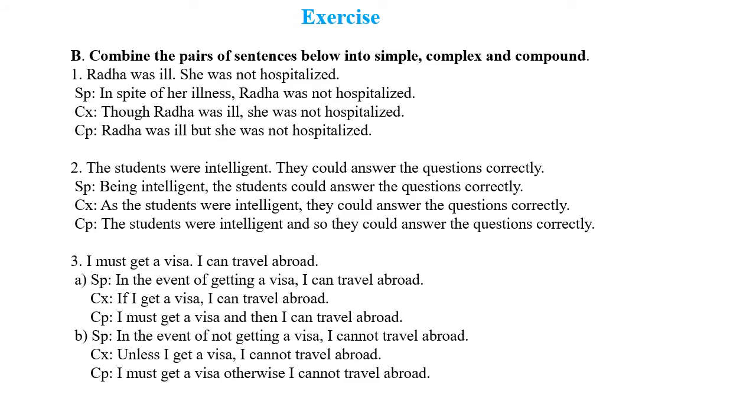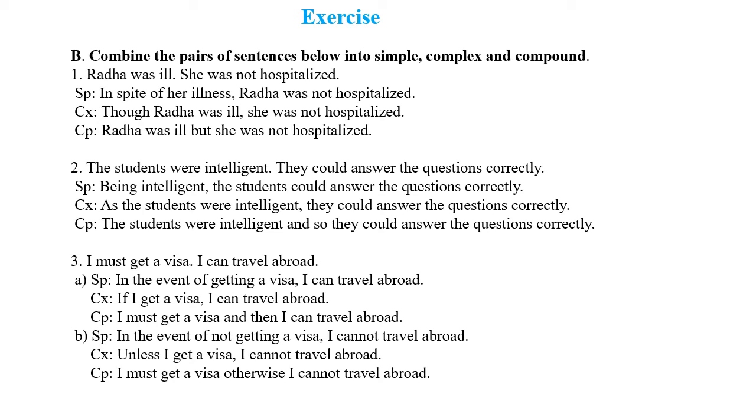In this book bag exercise also, they have given two pairs and we have to combine into simple, complex and compound. Okay, first sentence, Radha was ill, she was not hospitalized. That is, Radha was ill, she must have been hospitalized, but she was not hospitalized. So which type? In spite of. In spite of her illness, Radha was not hospitalized. Simple. If we put though, we'll get the complex sentence. Though Radha was ill, she was not hospitalized. If we remove though and put but, we'll get compound sentence. Radha was ill, but she was not hospitalized.